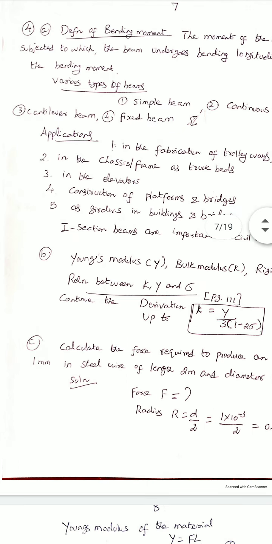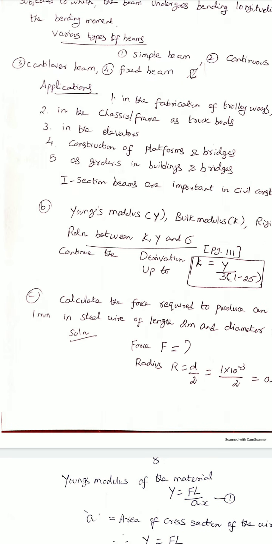So then 3c, the question is calculate the force required to produce an extension of 1 millimeter in a steel wire of length and diameter given here. So here force we have to find out, and here Young's modulus is mentioned.